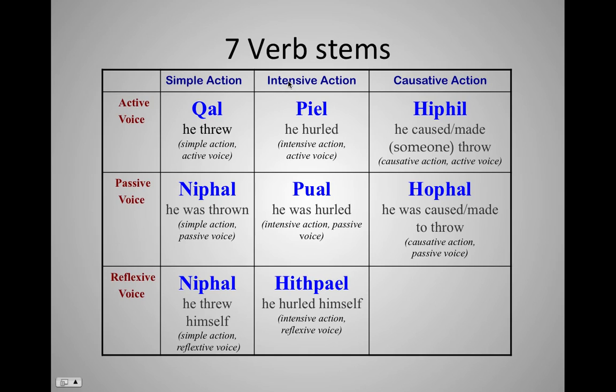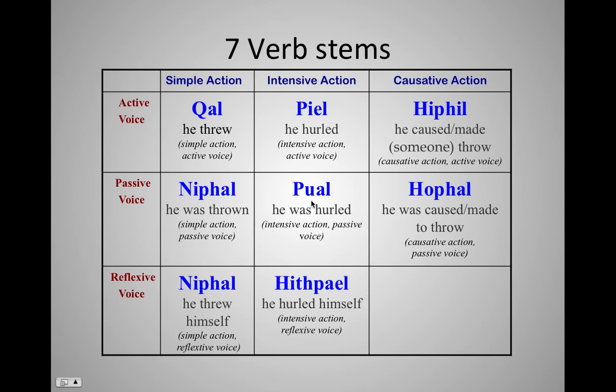In our second column, we have the intensive action stems. So PL conveys both intensive action and active voice. Note it's in the active voice row, so that tells us it's still active voice, but the action is a little bit different. It's sometimes more intensified with PL. So with intensive action and active voice, instead of he threw, a simple action, we have he hurled. So a point of reference for the PL stem is to think of it as intensifying the action that we got in the cal stem.